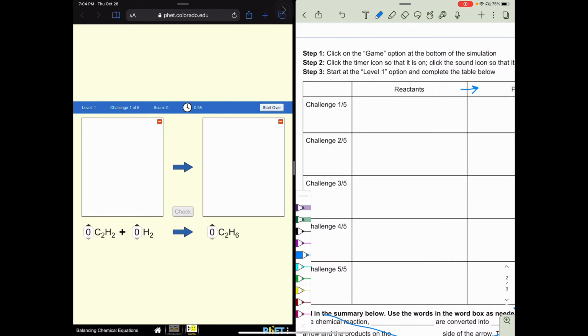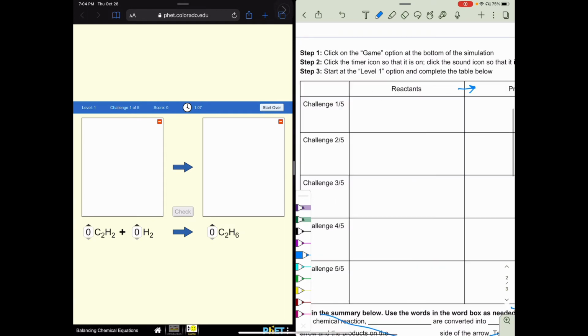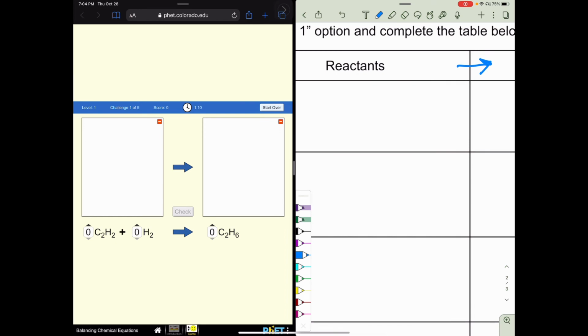So the goal is to get everything balanced, like I said. What I would do is start with just checking to see what we already have. So let's do left and right, carbon and hydrogen. Okay, so on the left, we have 2 carbons. Okay, we have 2 carbons. We have 1, 2, 3, 4 hydrogens on the left side.